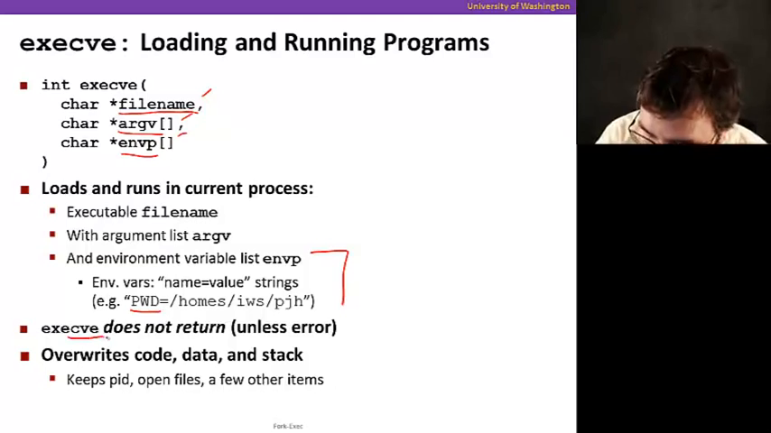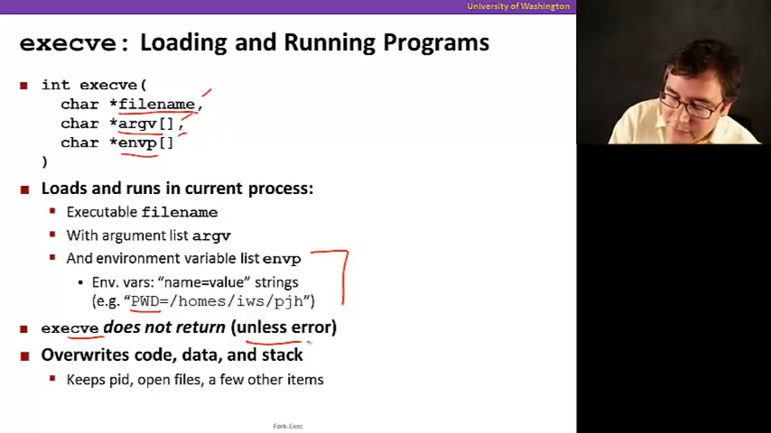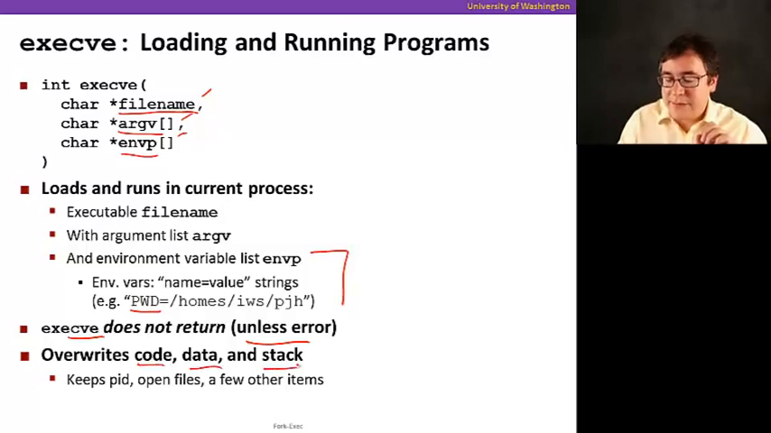Now note that execv does not return. Why is that? Because it's going to be executing a different program now. The execv call was part of the program that was running before execv. So as soon as you do execv, that current program is no longer running. That's why it doesn't return, unless there's an error, in which case it's going to return. As I said before, it overrides the code, the data, and the stack. It keeps the process ID, open files, and a few other items.